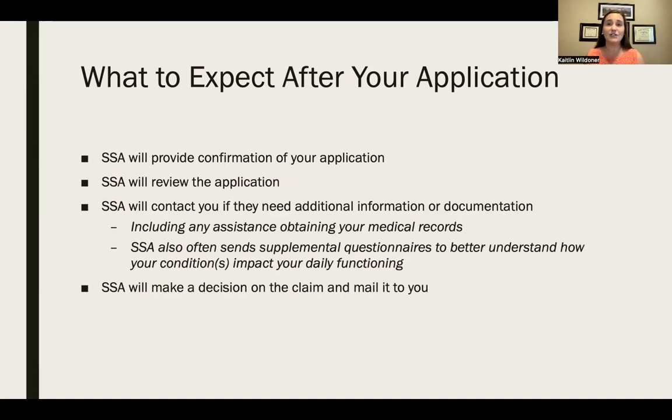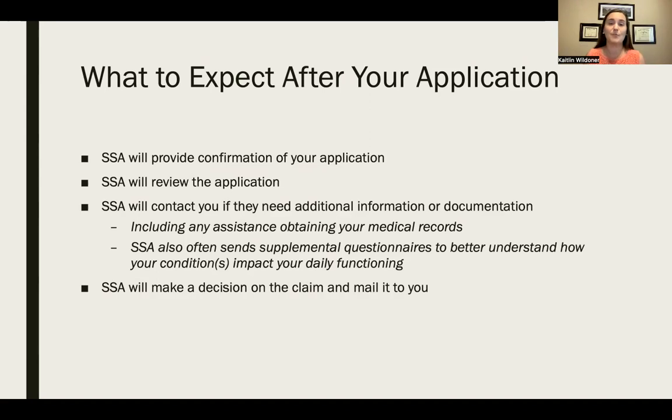If they need any additional information while they're reviewing it, they do reach out to you. 9.9 times out of 10, they're going to send you additional supplemental questionnaires. These supplemental questionnaires are for them to better understand how your conditions limit your ability to function. Okay, so they will send out an adult function report. They will send out a third-party function report.